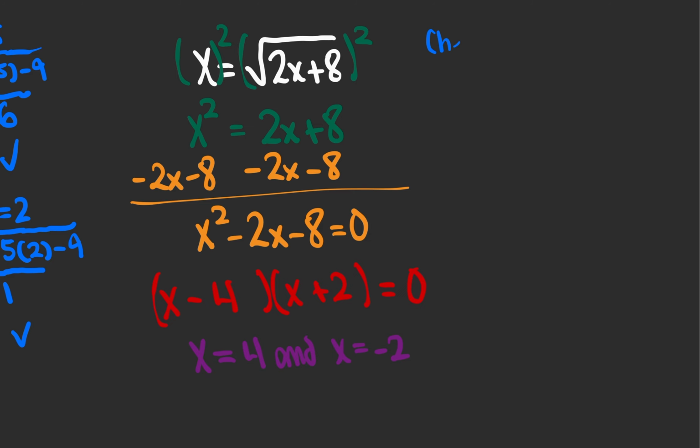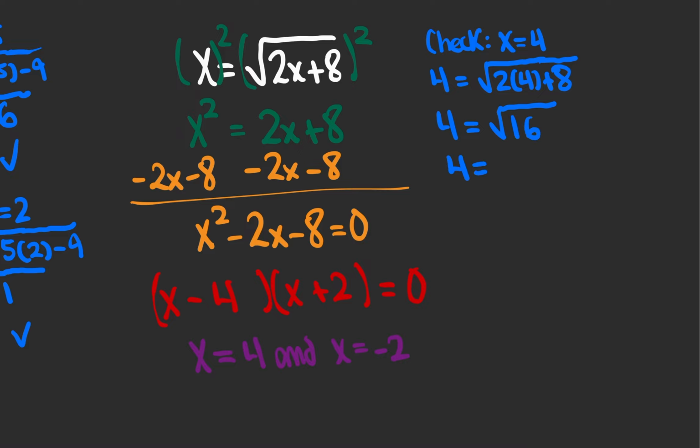So we do our first check here for x equals 4. So we have 4 equals the square root of 2 times 4 plus 8. On the left-hand side, we have 4. On the right-hand side, we have 2 times 4. That gives us 8. 8 plus 8 gives you 16. So we have 4 is equal to, well, the square root of 16 is going to be 4. And that one checks out.